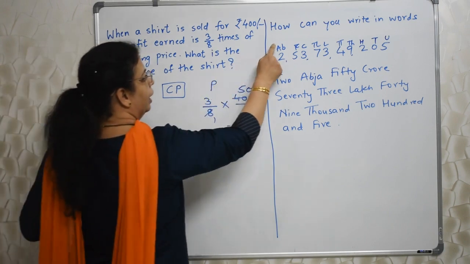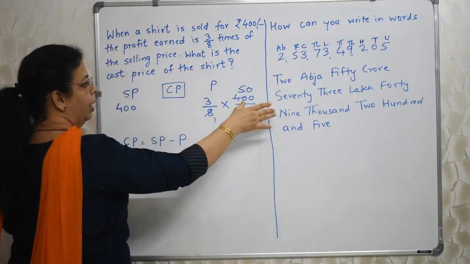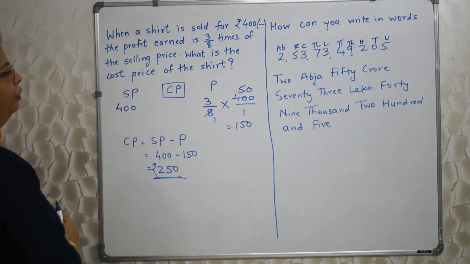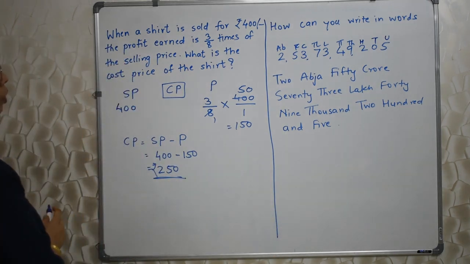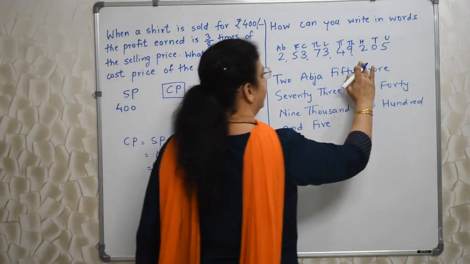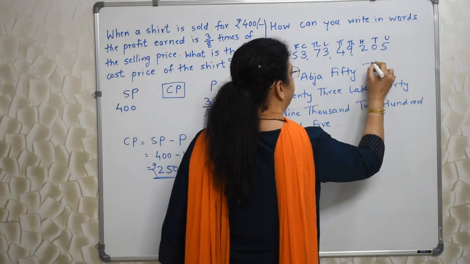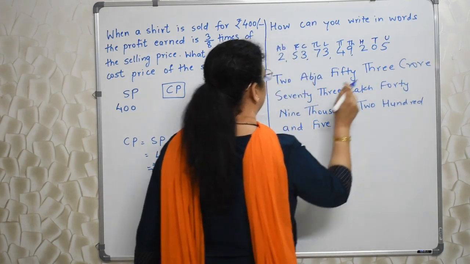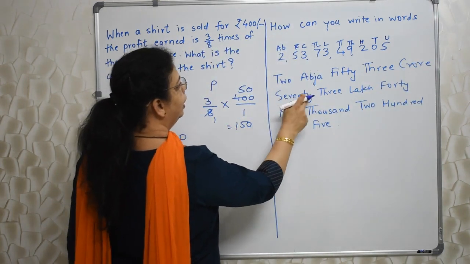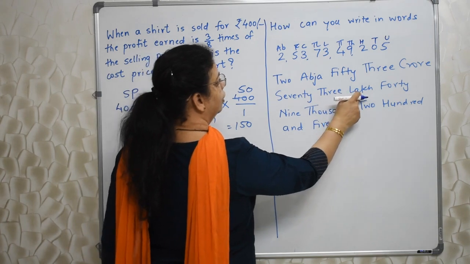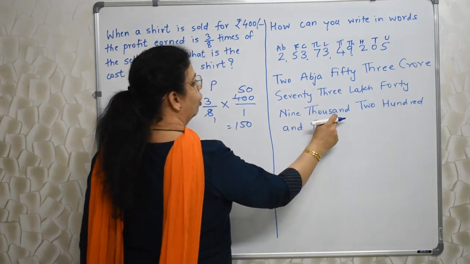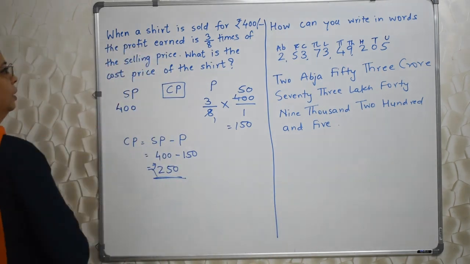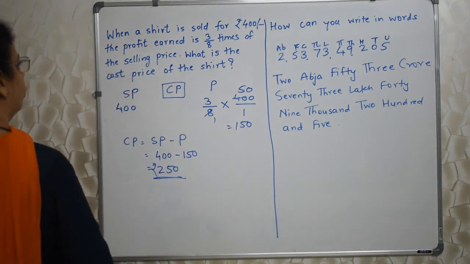प्रॉपरली हेडिंग लिखने के बाद, उनके प्लेसेस लिखने के बाद ये अपना काम वेरी इजी हो जाता है. 2 अब्जा 53 करोड़, 73 lakh, 49,205. This is what is the answer of this particular sum.